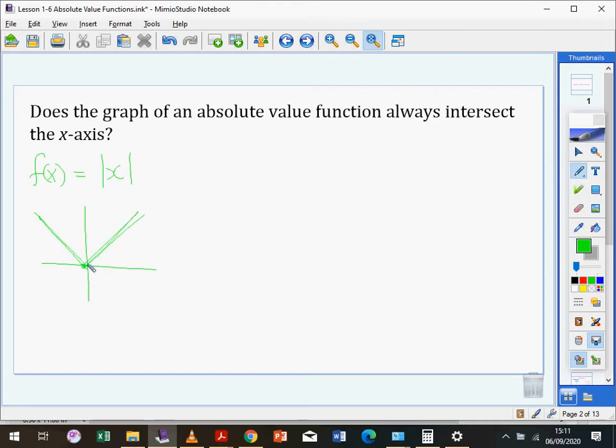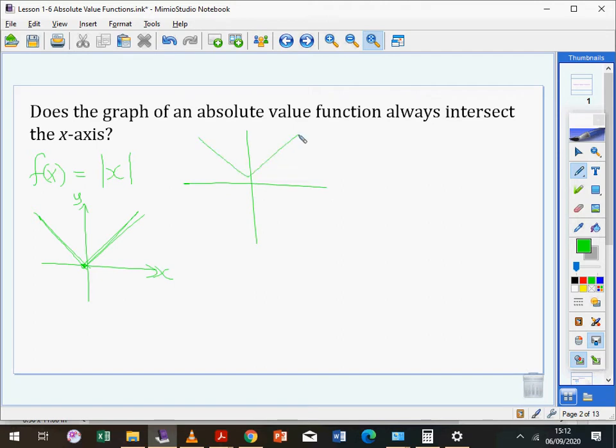So the question we have here right now is, does this graph always intersect the x-axis? The y-axis, that's the x-axis. Does it always intersect the x-axis? What do you guys think? So we know it can be drawn like this.